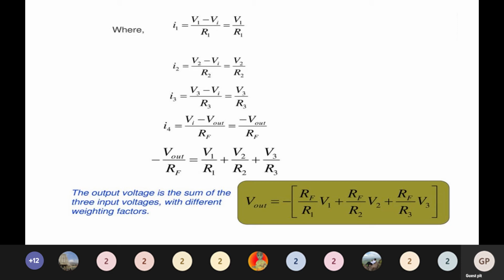Now we said the sum of the input currents is equal to the current that is flowing out. So this is equal to this. Now rearrange this to find an expression for output. So V out will be equal to RF into V1 by R1 plus RF into V2 by R2 plus RF into V3 by R3. Taking RF outside, you can say it is RF by R1 into V1 plus RF by R2 into V2 plus RF by R3 into V3.